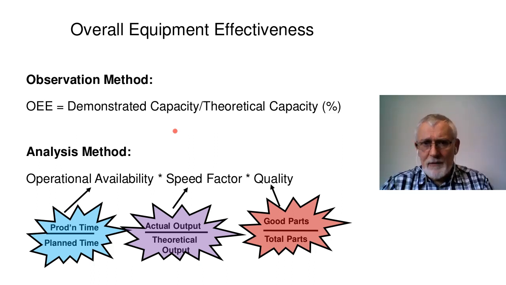So a more detailed method of calculating the OEE is to actually break it out, and we look at the operational availability, which, as you can see here, is the production time over the planned time. We look at the speed factor, which is the actual output over the theoretical output, and we look at quality. So how many of the total parts that we produced were actually conforming to the requirements.